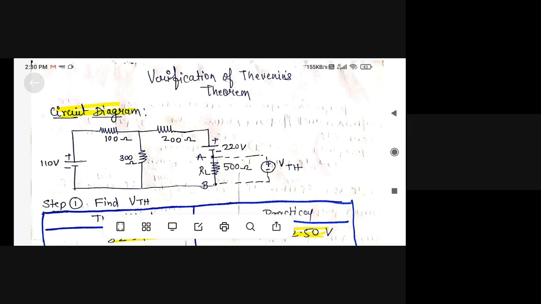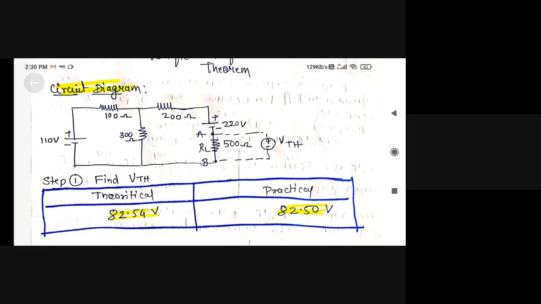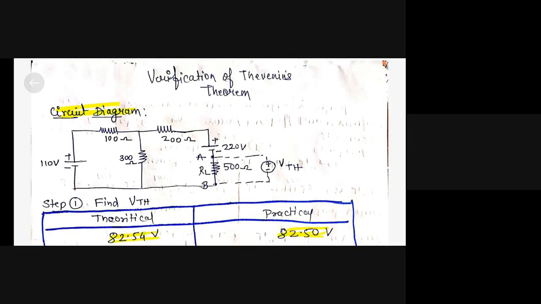Here you can see that there are two sources. One source is of 110 volts and the second source is of 220 volts. There are three resistances, 100 ohm, 300 ohm and 200 ohm, which are connected as shown in the diagram, and you have to calculate the current flowing in the load resistance, that is 500 ohm. Let that current be IL.